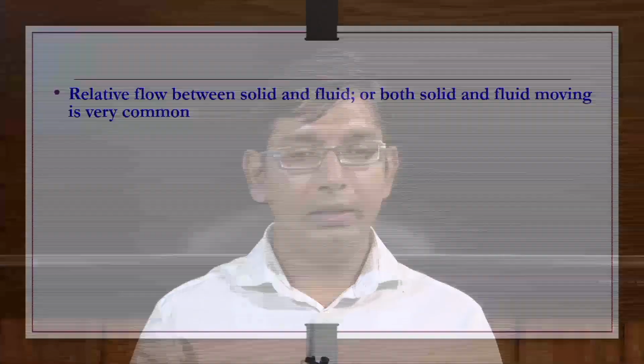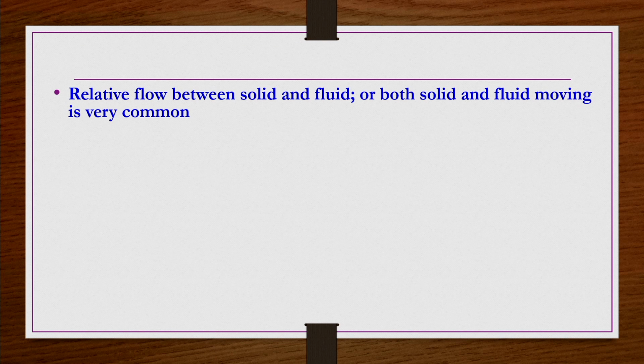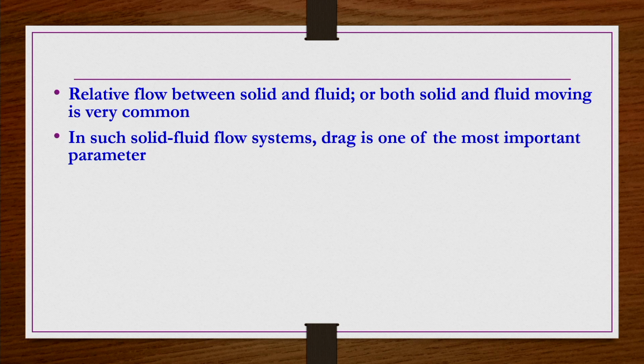Now we understand that the relative flow between solid and fluid, or both solid and fluid moving, is very common in process industries, having seen several applications till now. But in such solid-fluid flow systems in general, there may be several parameters involved. Drag is one of the most important parameters. This drag is going to be very useful in designing these mechanical unit operations or tuning the operating conditions of an already existing design, right.